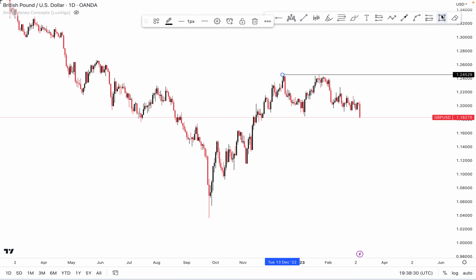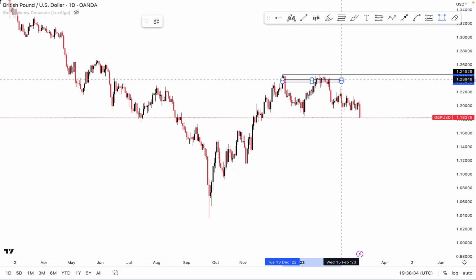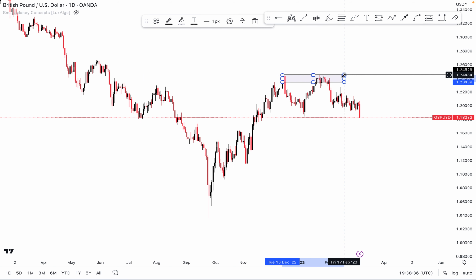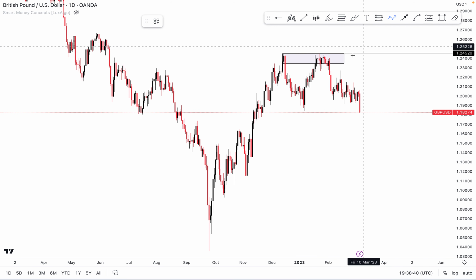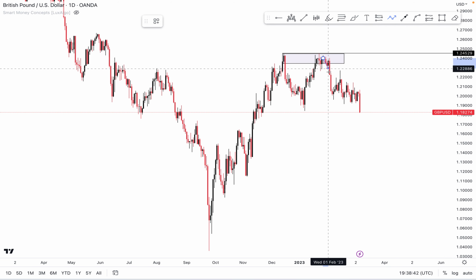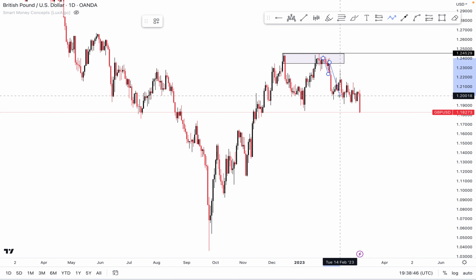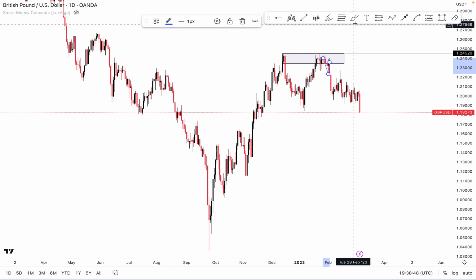So now, here we can see supply is powerfully in control. Why? Because here we had a supply zone. Price tapped into that supply zone and gave us that change in character. Things we need to see on a particular level before we confirm that the market is about to change direction. So we had a change in character up here.